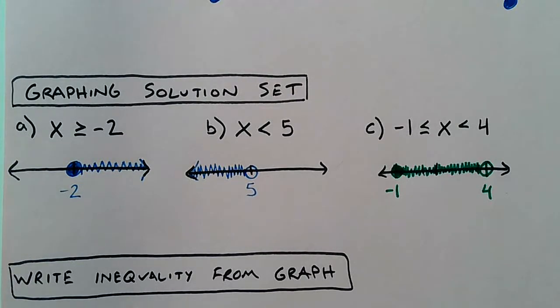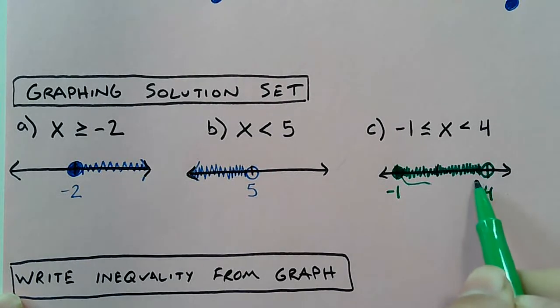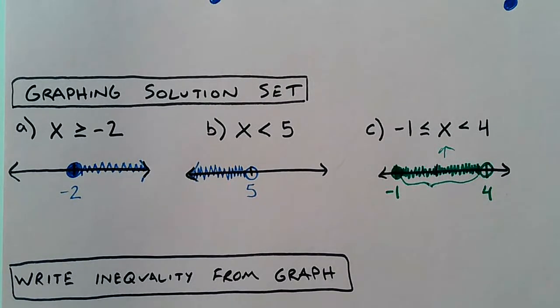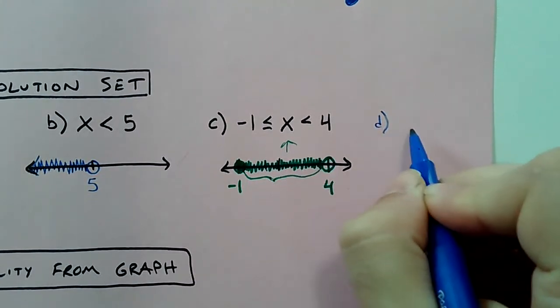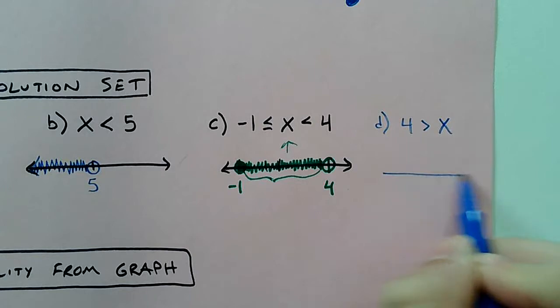We kind of have two boundary points, and anything within here, except for 4, is going to satisfy this inequality, or it could be in their place. One more that I don't have on here, I'm going to add real quick, is if we had something like this, 4 is greater than x, and we kind of just saw it there.